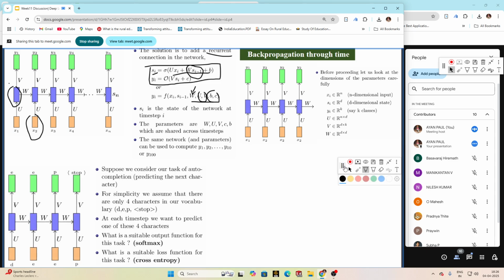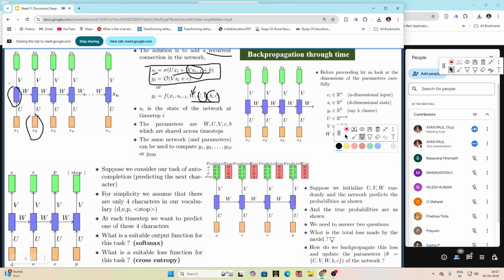Now how will we proceed with the backpropagation? Before proceeding, it is always important to check two things. First, what is our output function? Second, what is our loss function? In recurrent neural networks, we generally do classification problems. In a classification problem, the output function is the softmax function, and the loss is cross entropy loss. Once you have the output function as well as the loss function, then you just backpropagate.